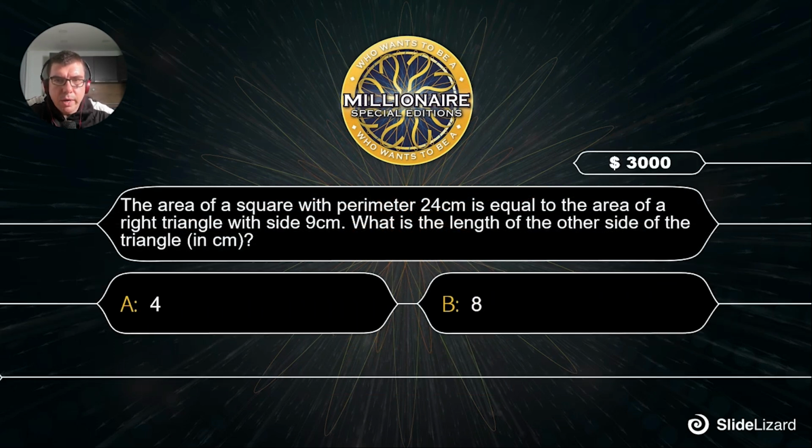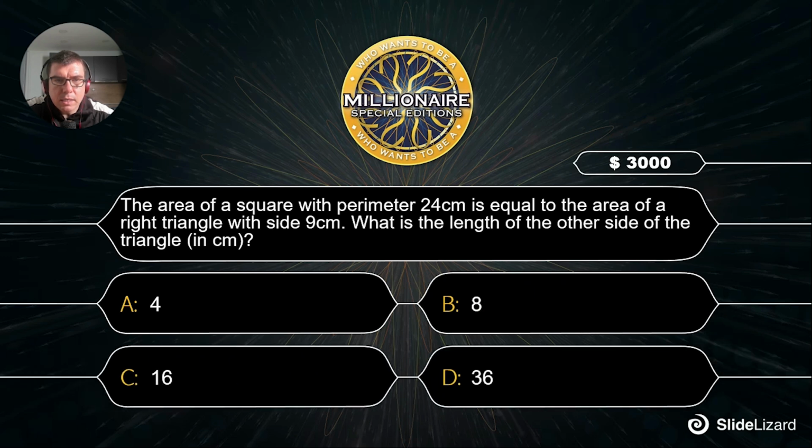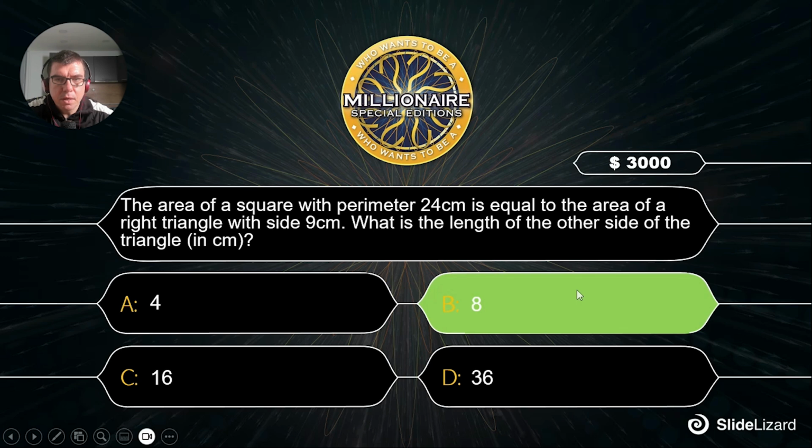The area of a square with perimeter 24 is equal to the area of a right triangle with side 9. What is the length of the other side of the triangle in centimeters? Think about it. 5 seconds and tell me the answer. Did you find B? 8? 8 is correct. Let's see why.